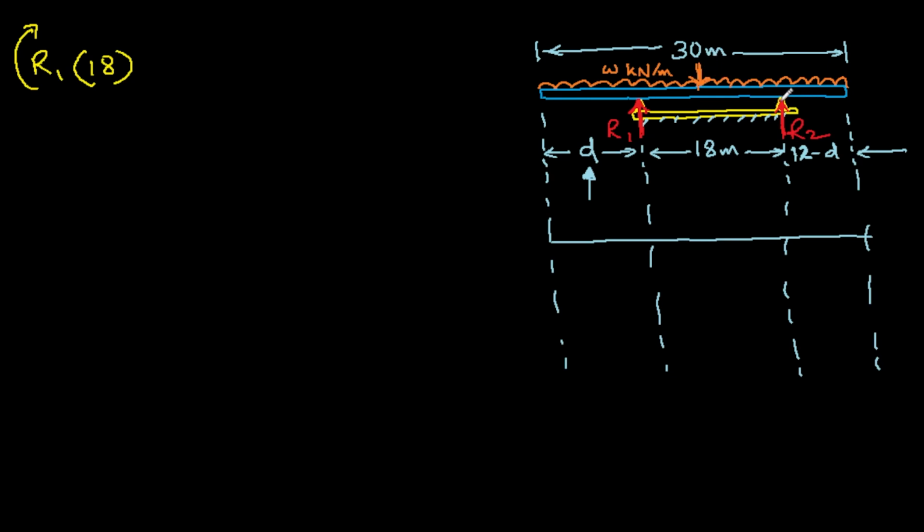Now how much will be the distance, this one? This full length is 15, out of which 12 minus d has gone. So 15 minus 12 minus d will come out to be 3 plus d. So this distance is 3 plus d.